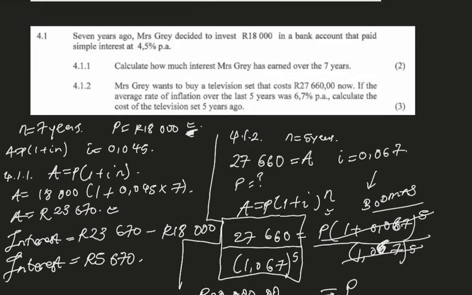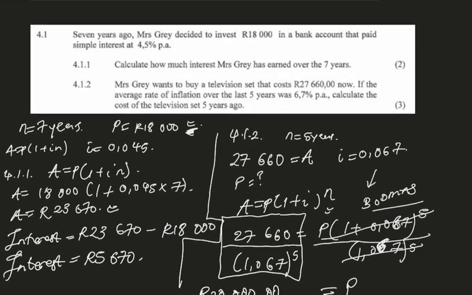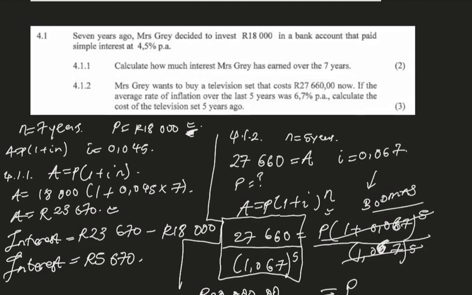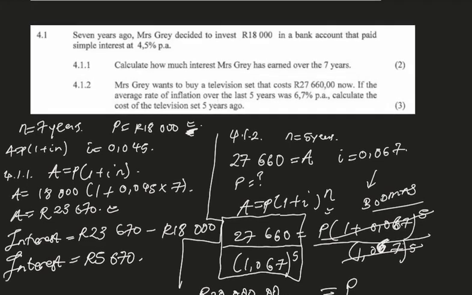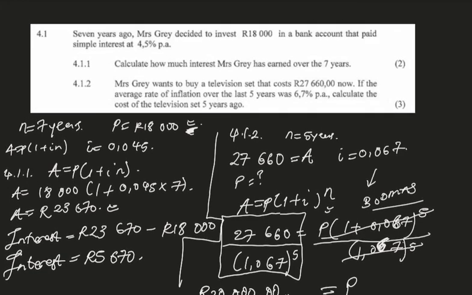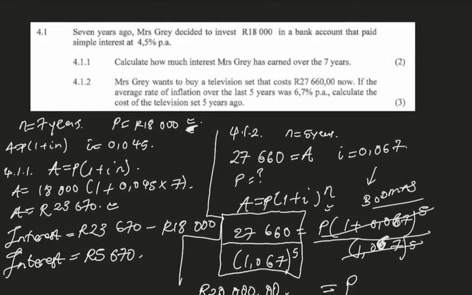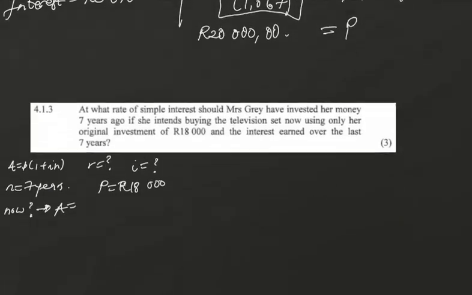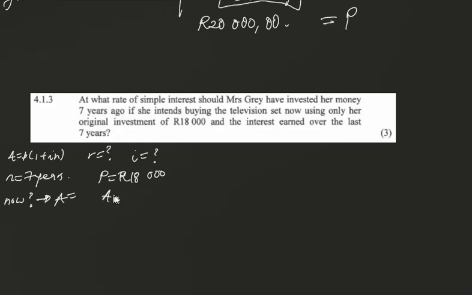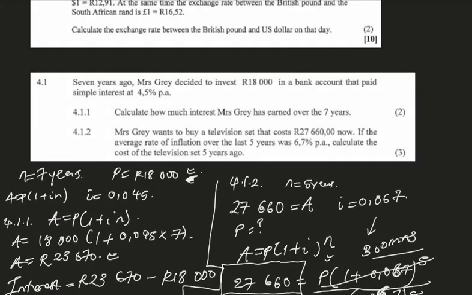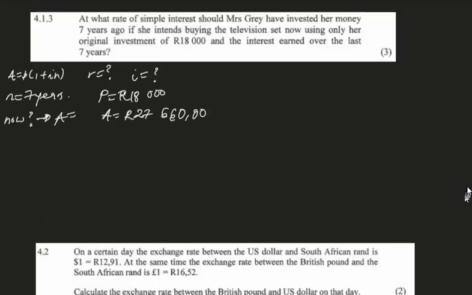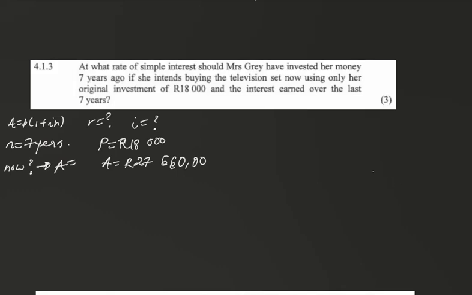Let's see, the very previous question, 4.1.2, it says Mrs. Gray wants to buy a television. Aha, right there. That costs 27,660. That's the price of the television now, right? You see that? So that's the price right there. Accumulated amount is equal to 27,660. Do we have any decimal figures after that? Not really, right? So I have everything I need. They just want the I in terms of simple interest.